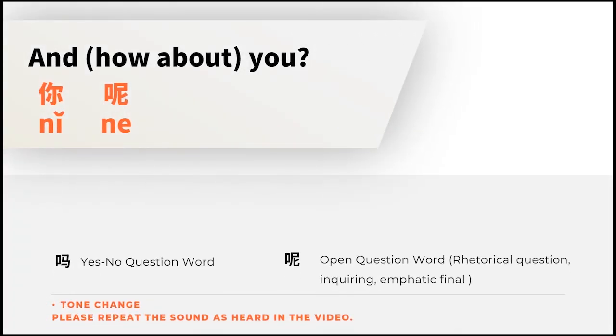And how about you? 你呢? 你 means you. 呢 is the open question word. That means it's a rhetorical question. We are expecting all sorts of answers. Now, some of you might ask me, so what is the difference between ma and ne? Ma, your answers will only be yes or no, whereas ne, it can be anything.